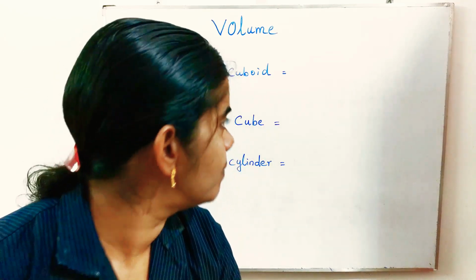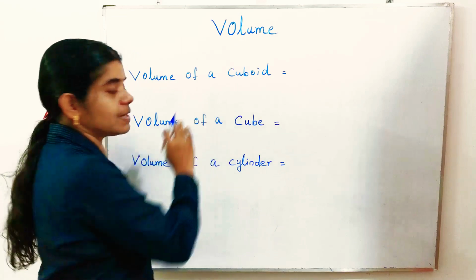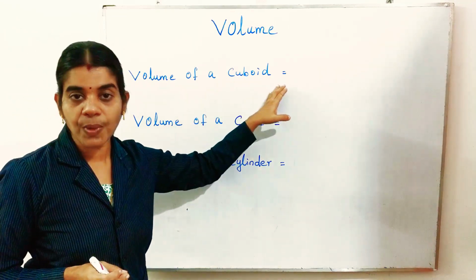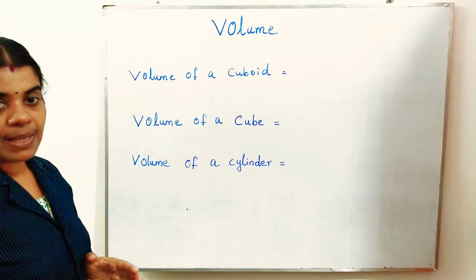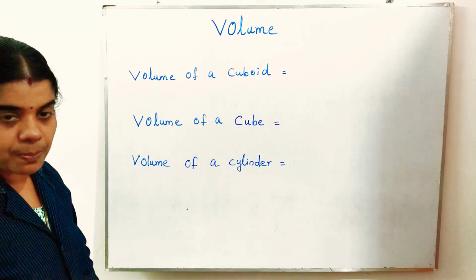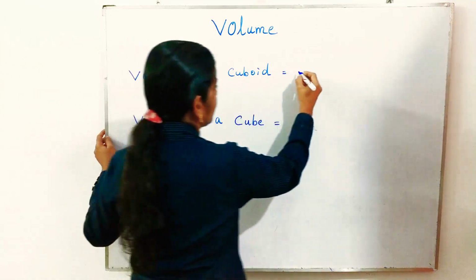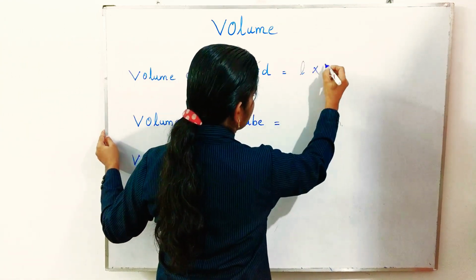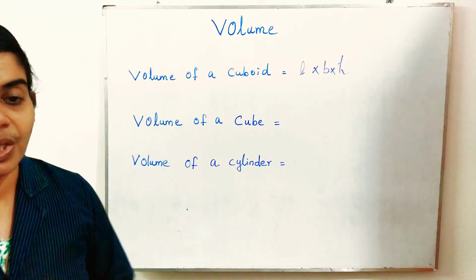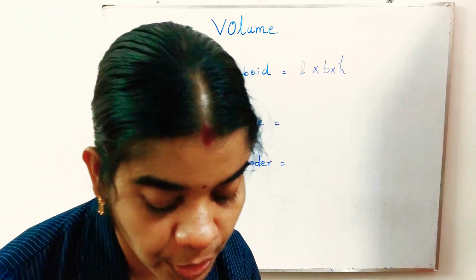So the volume of a cuboid, whatever volume we are discussing, will be base area into height. The base will be a rectangle, so its area will be L into B. Then the volume of a cuboid is equal to L into B into H. L into B into H will be the volume of a cuboid.